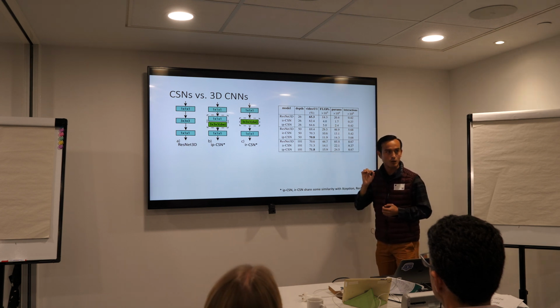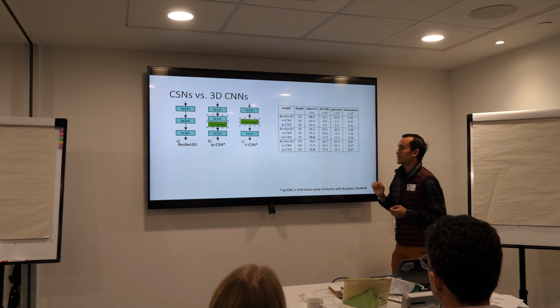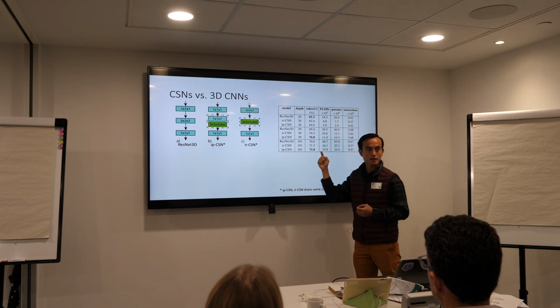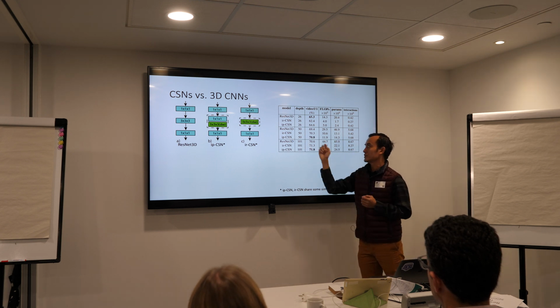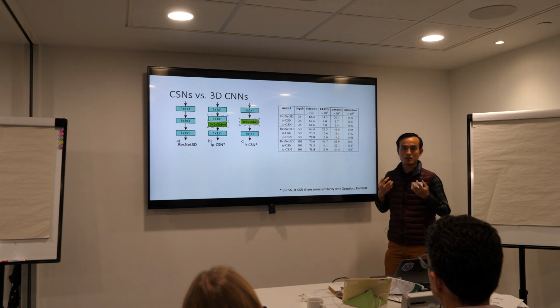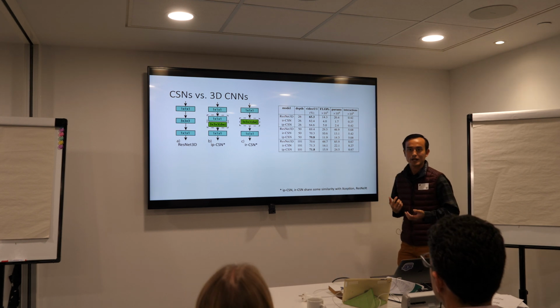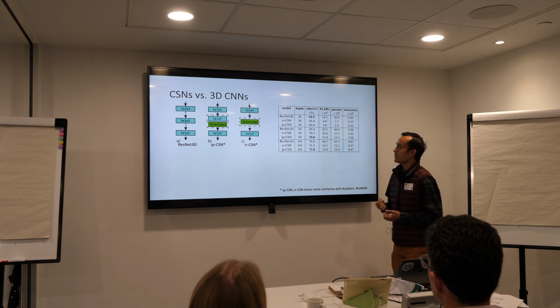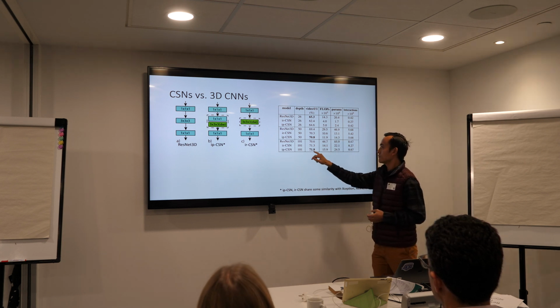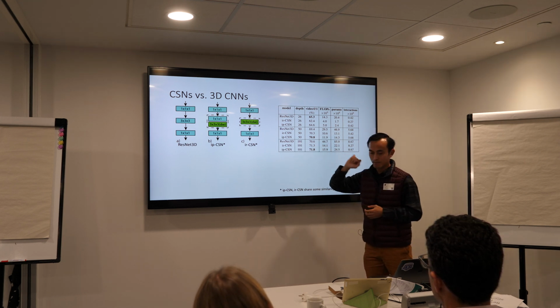It's pretty small. But the more interesting thing is that when we move to the deeper setting, the CSN actually even outperforms. So we can reduce flops, but we can also increase the accuracy, which is quite interesting. Now we look a little bit further to understand what made the difference between the CSN and the baseline.